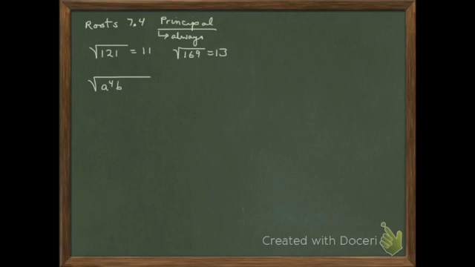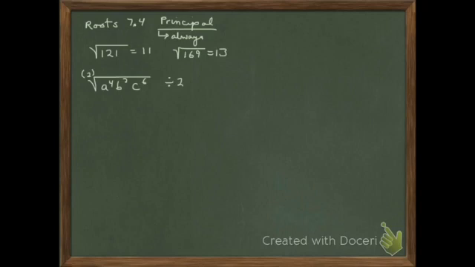A to the 4th, b squared, c to the 6th. We're taking the square root. If there's no index number, that always means the square root. You could have put a 2 in there, but it's not necessary. And what I'm going to do then is divide by 2. Every exponent, divide by 2.